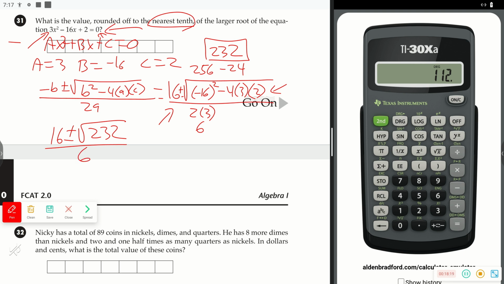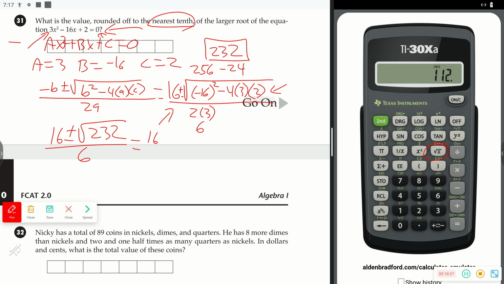The square root of 232 is 15.2 something. But it said to round to the nearest tenth, so I'm just going to do 15.2. Oh, if you're doing square root in your calculator, you're going to want to use this button right here.